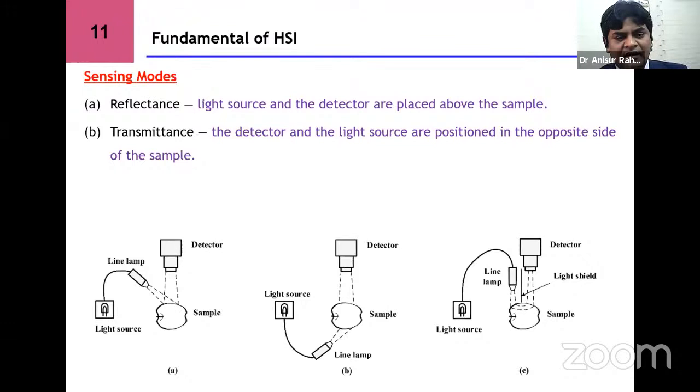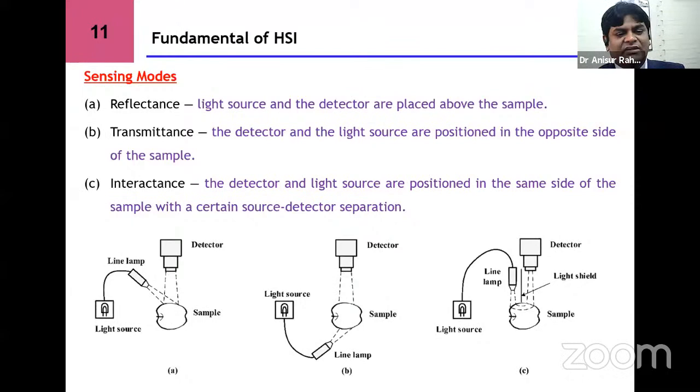Another sensing mode is interactance. The detector and the light source are positioned on the same side of the sample with a certain source-detector separation. The detector and light source have a little separation. This system is not suitable for small samples. You need to use big samples, like tomato, potato, or apple. But a cherry tomato is very small, so interactance is not suitable. Depending on your objective, you can select the sensing mode. Which sensing mode is good for your data collection?